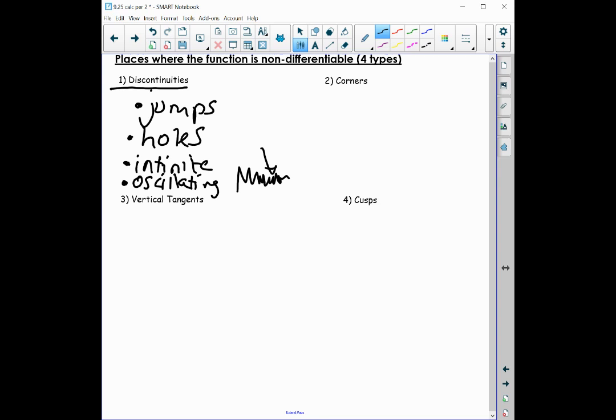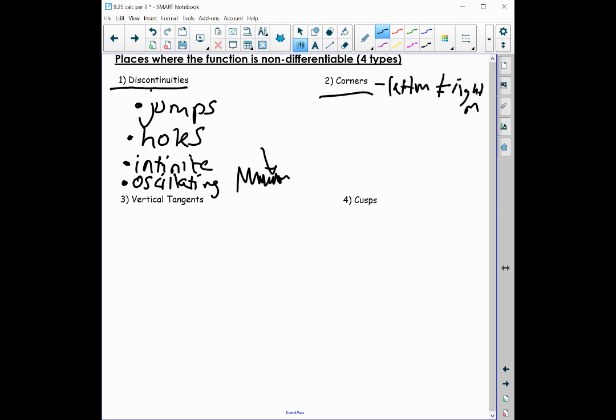So there are 3 exceptions to a function being continuous but not differentiable. And they are the following. The first type is called a corner. A corner is where the one-sided derivatives are different. By definition, the slope from the left, so I'm just going to say left m doesn't equal right m.